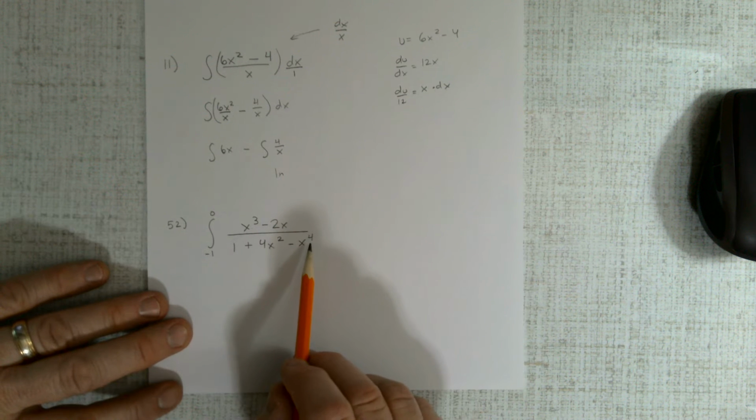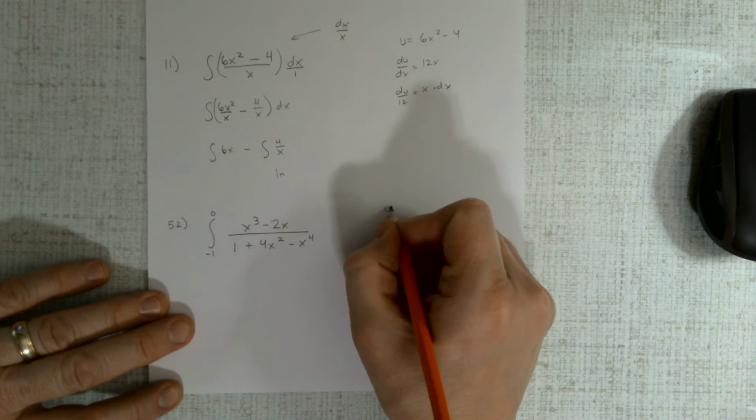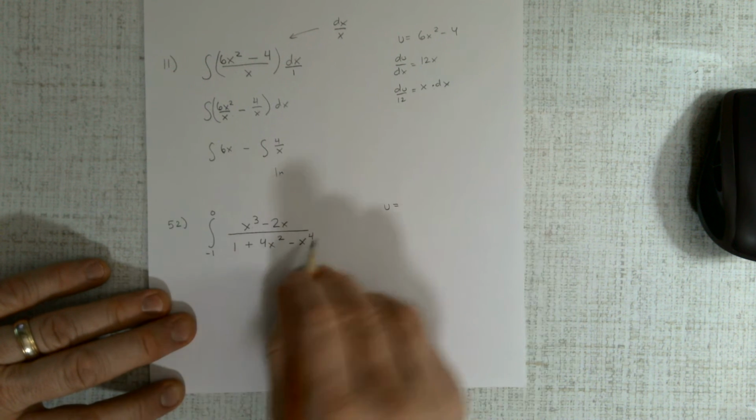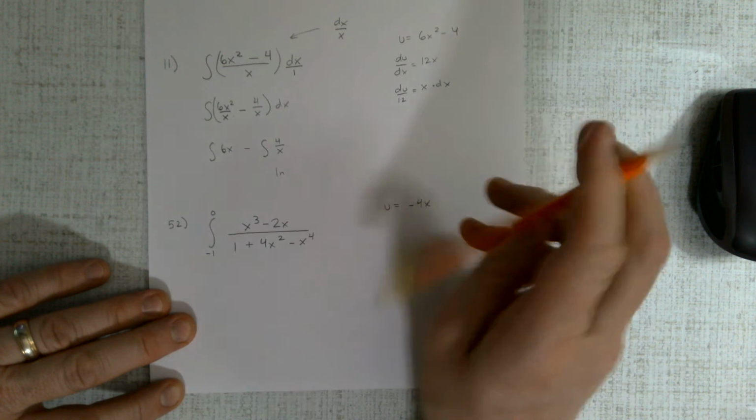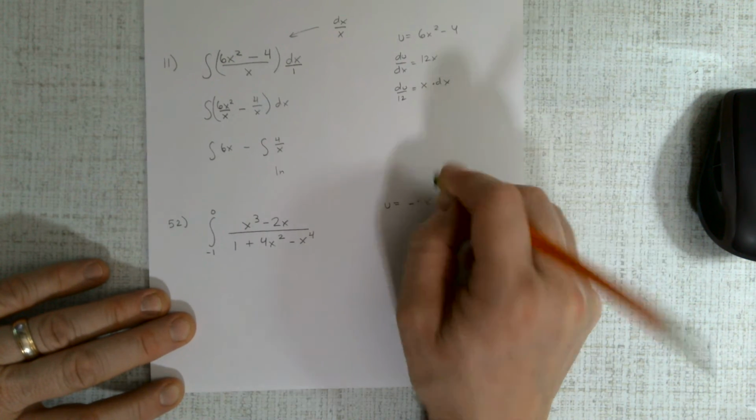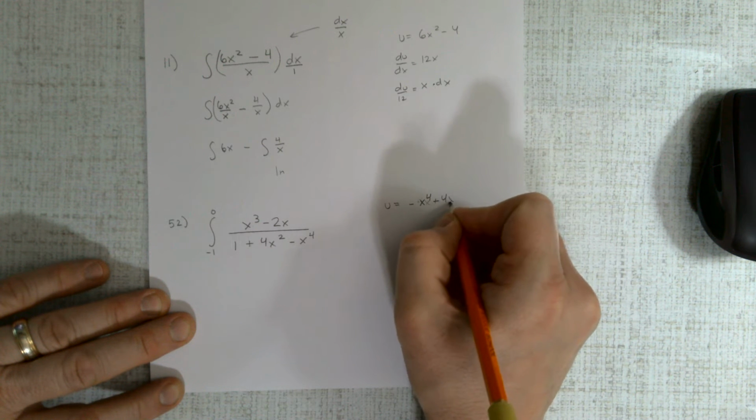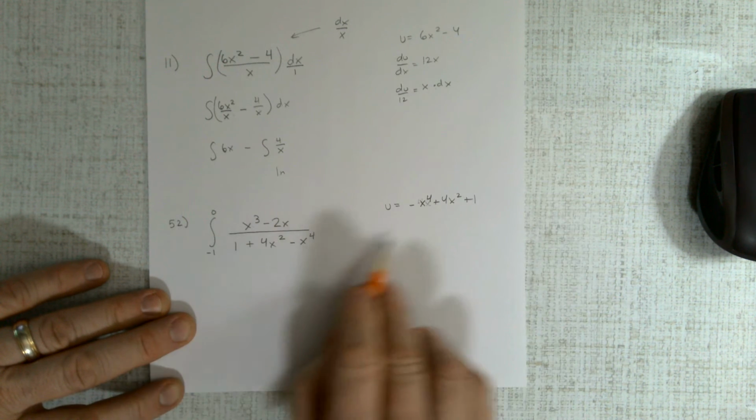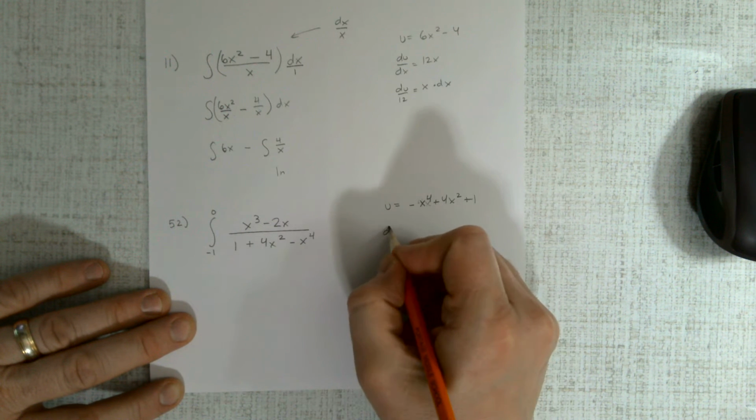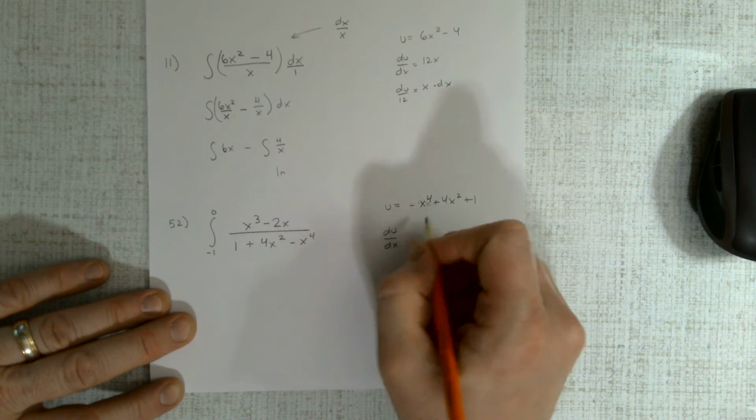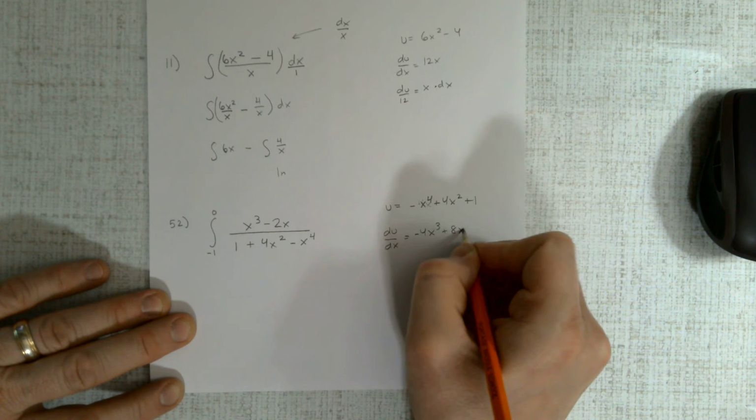Now when the exponent's higher down here, it's going to be okay to say u is equal to, let's do this whole bottom right here, that's negative x to the 4th plus 4x squared plus 1. I just said u is that whole denominator. Put this in the front. Du dx is equal to, what is that, negative 4x cubed plus 8x.